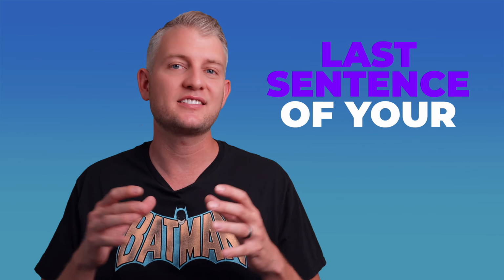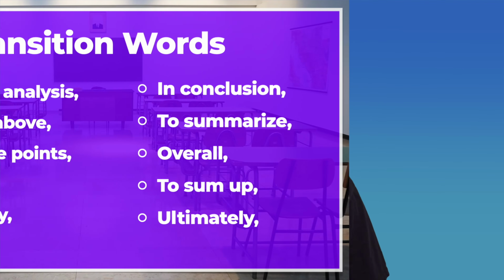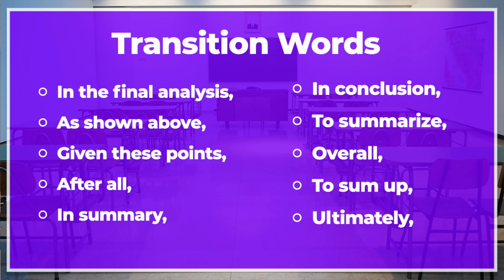Like the name infers, the concluding sentence is the last sentence of your paragraph. You will not write a concluding sentence for your introduction or conclusion paragraphs. When you wrap up your paragraph, you want to use these sentence starters and transition words. They will signal to the reader that you're starting to end your paragraph. Your closing sentence has two main purposes. Let me explain and give an example of each one.